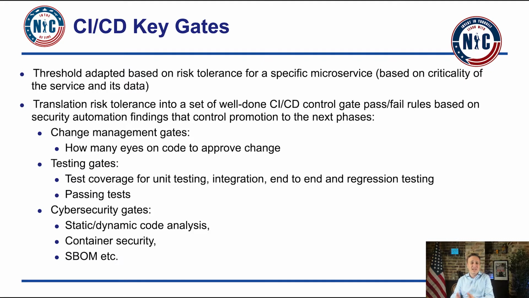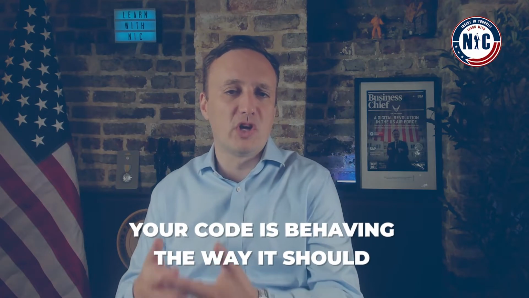Now, when it comes to testing, you're going to see unit testing, integration testing, end-to-end testing, and regression testing. Test coverage requirement means how much of your code needs to be covered in tests to demonstrate that the software is behaving the way it should be behaving automatically with no human in the loop. And the more you increase your test coverage, the more you're going to be able to demonstrate that your code is behaving the way it should.